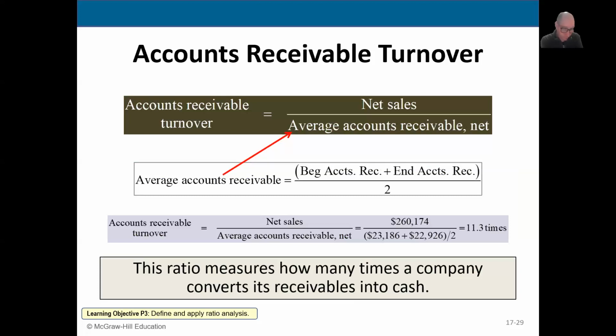Accounts receivable turnover tells me how quickly my customers are paying us. Simply put, we take net sales divided by the average accounts receivable. The word average in accounting means beginning balance plus ending balance divided by 2. That gives you the average. How quickly customers are paying us. Good to know.